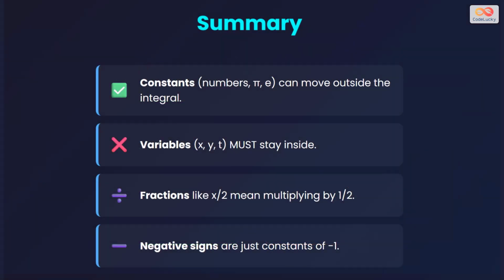To summarize, constants like numbers, pi, and e can always move outside. Variables like x and y must stay inside. Fractions often hide constants, so watch out for them. And finally, negative signs are just constants of -1. Mastering this rule will make solving complex integrals much easier.